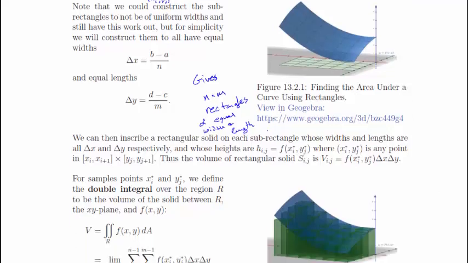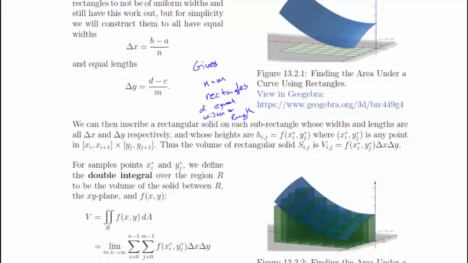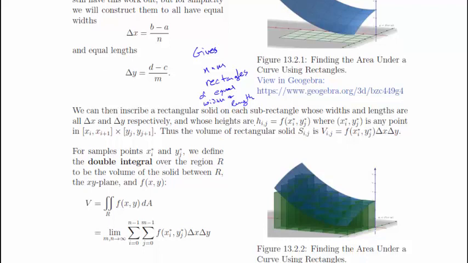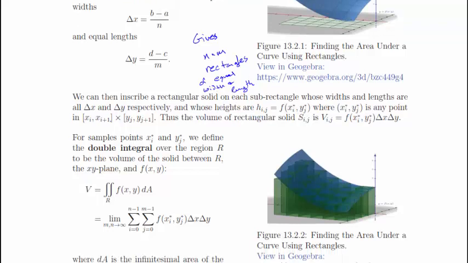So we can then inscribe a rectangular solid on each subrectangle whose widths and lengths are delta x and delta y respectively, and whose heights are h sub i,j equals f of x sub i star, y sub j star, where the point (x sub i star, y sub j star) is any point in the interval x sub i to x sub i plus 1 crossed with y sub j to y sub j plus 1. That is that rectangular region. This is r sub i,j.